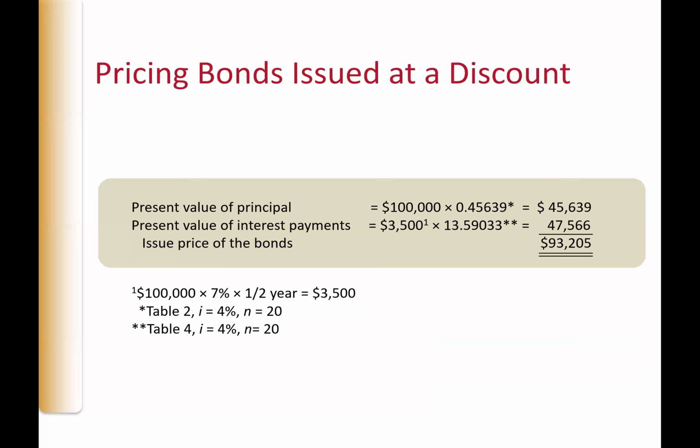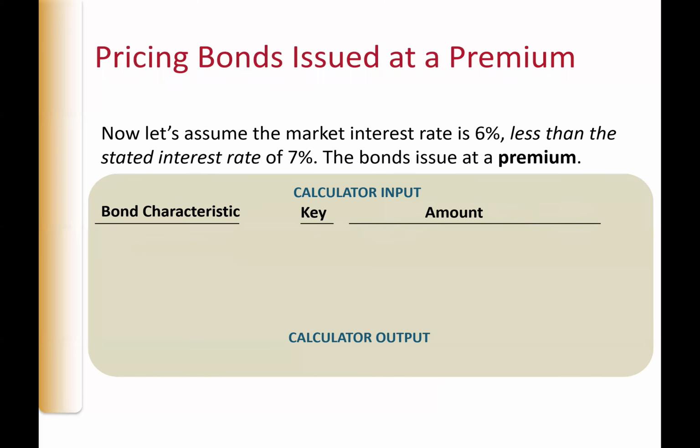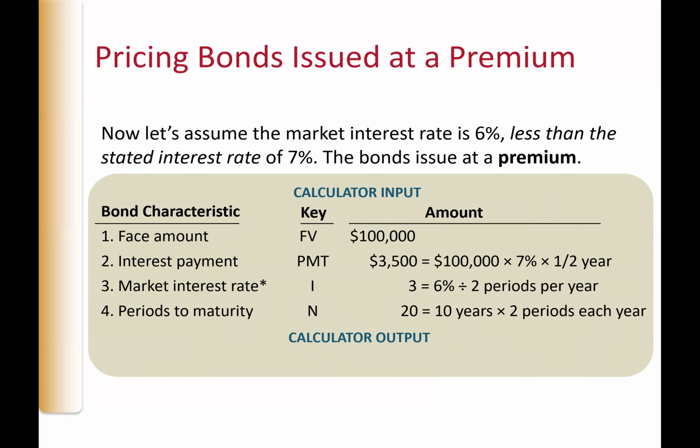Then we talked about bonds being issued at a premium. This is when the market rate is lower than the stated rate. When that's the case, investors will buy this bond at a premium, over the face amount, because the amount they're receiving every 6 months is greater than what the market is going to bear.